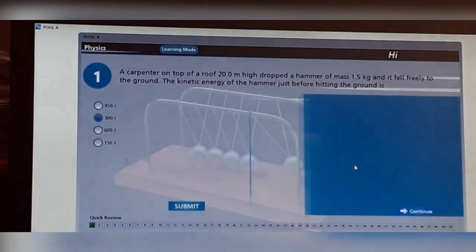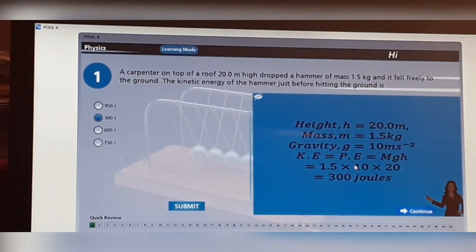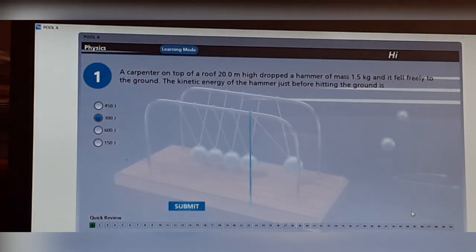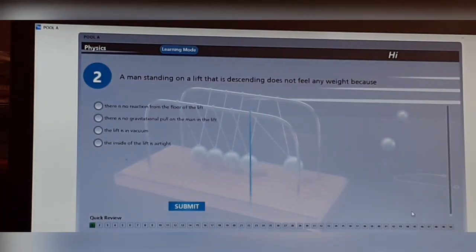Alright, so like I said, in this instance, kinetic energy is equal to potential energy, so you have to use this formula, mass times gravity times height. So once you bring out your parameters and multiply them together, it's going to give you 300 joules. Now let's take question 2.